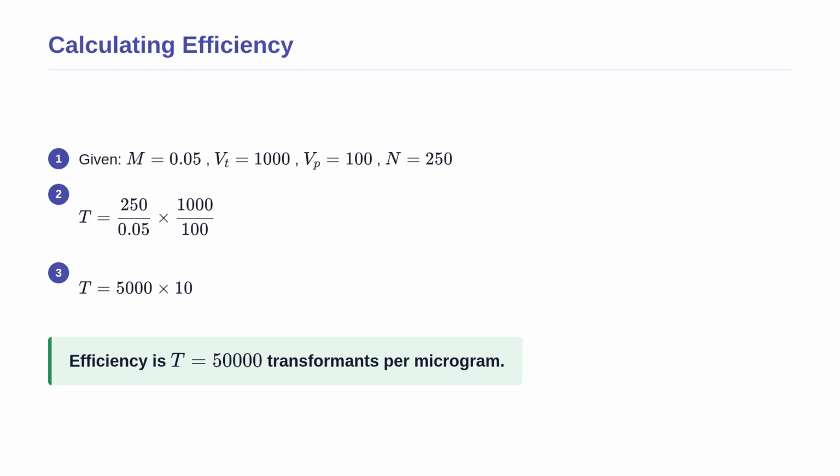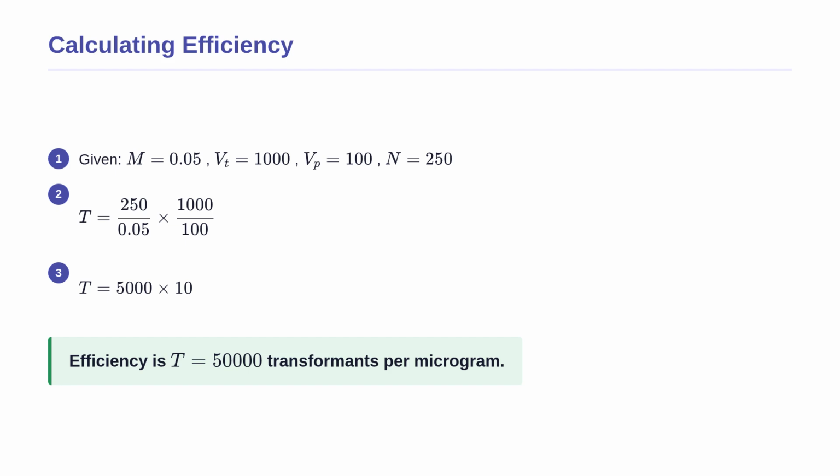Let us apply this formula to a concrete laboratory example. We are given 0.05 micrograms of plasmid DNA, a total suspension volume of 1,000 microliters, and a plated volume of 100 microliters. We count exactly 250 colonies. We need to find the transformation efficiency. We chose this formula because it accounts for both the DNA mass and the dilution factor of our plating.